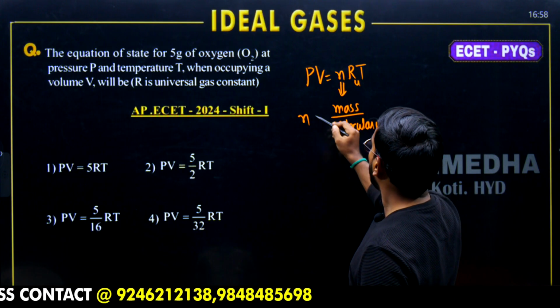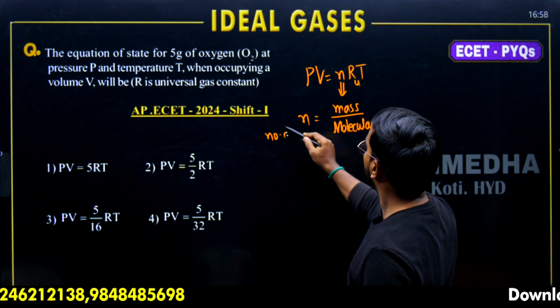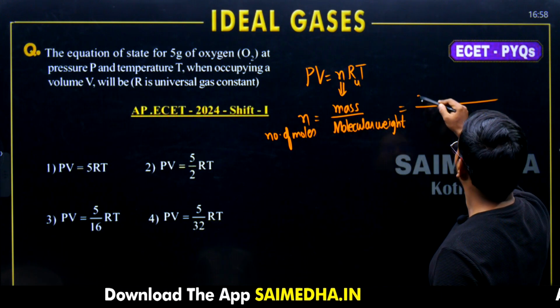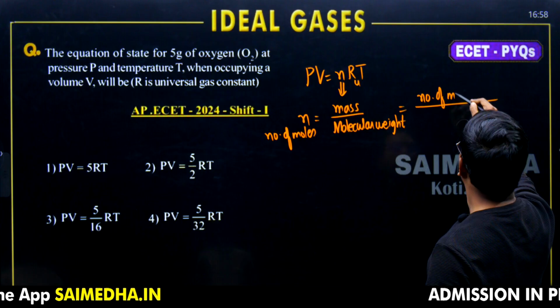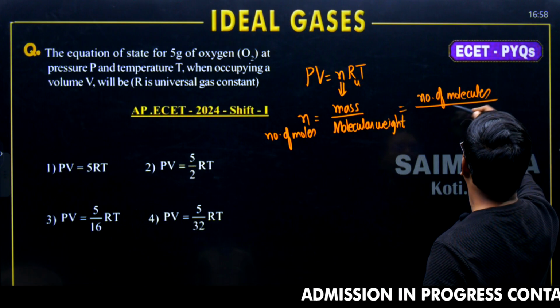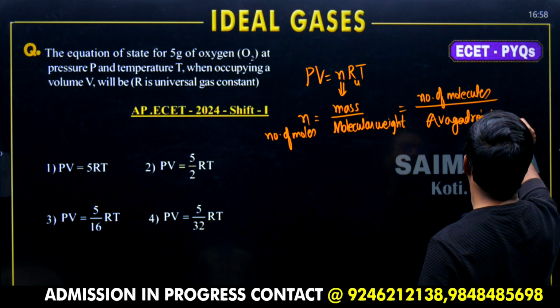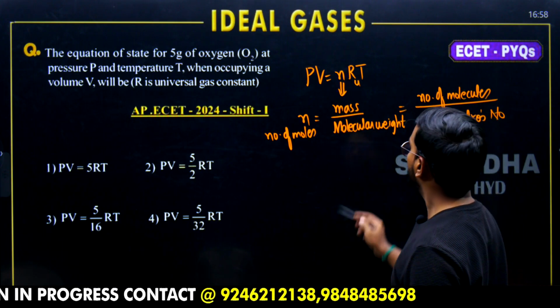Two formulas we have for n. n is the number of moles. Number of moles is mass by molecular weight. One more formula we have seen in the starting question, that is number of molecules divided by Avogadro's number. Two formulas we have, right. So I will be using this formula now.